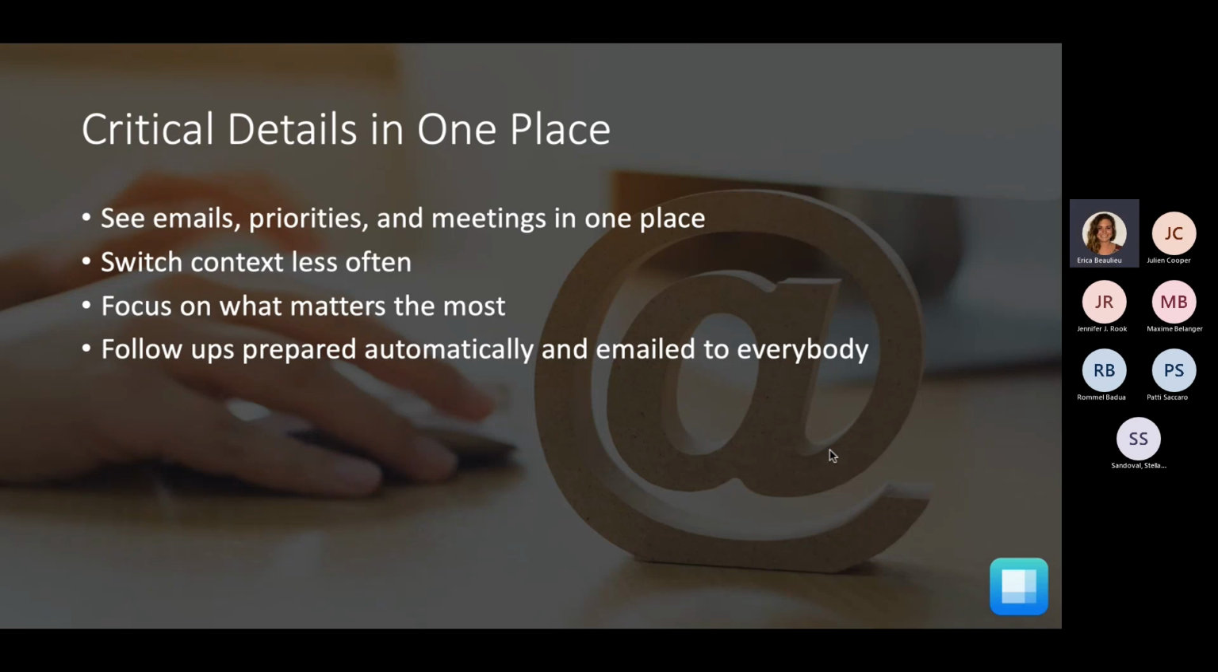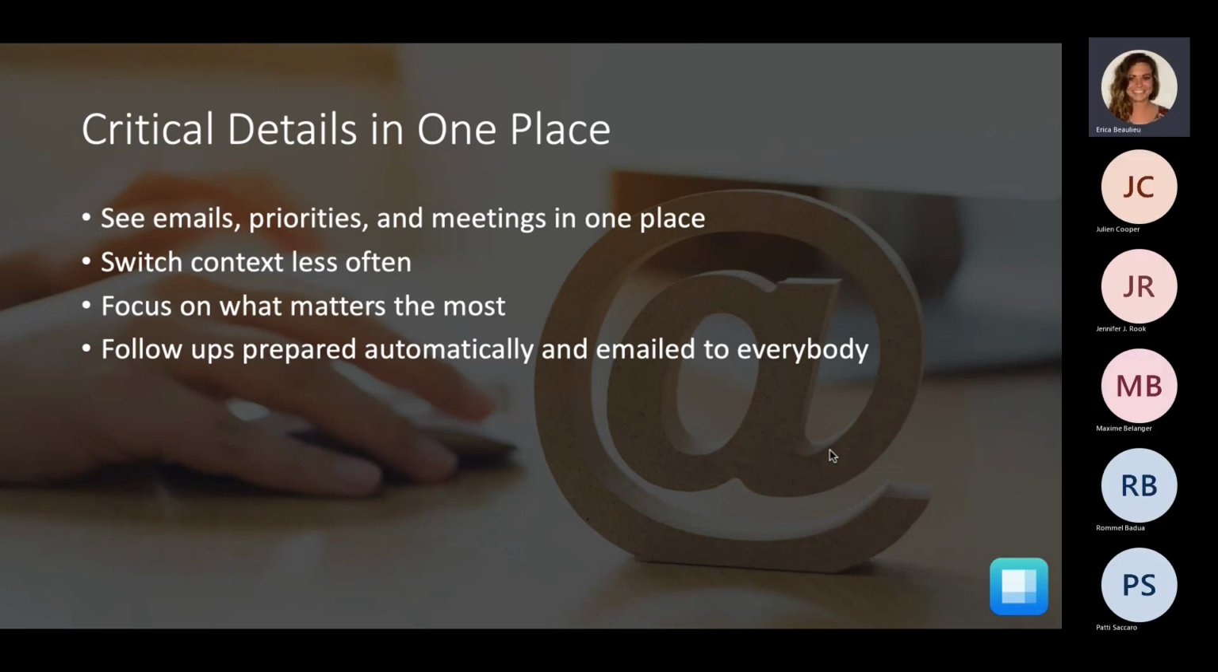So here at Appfluence, we've really done our best to make sure that all of your critical details are in one place. So when it comes to working with that meeting agenda or working within Priority Matrix as you prepare for a meeting, we really want to help you switch context less often by allowing you to see your emails, your priorities, and your meetings all through the Priority Matrix system. So really you can focus on what matters most when you're preparing for your meeting and when the meeting is over.